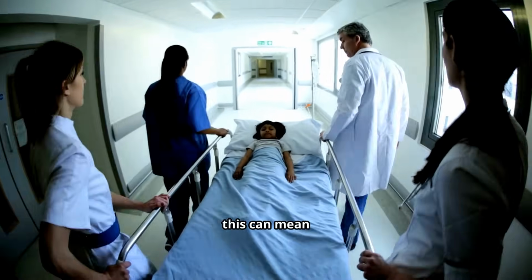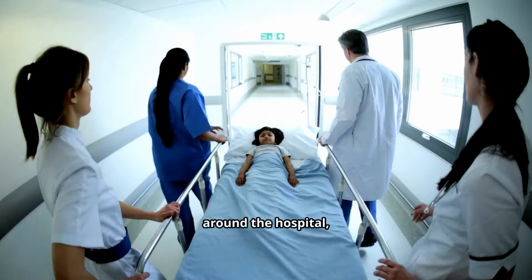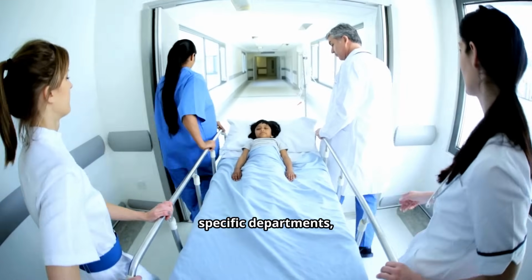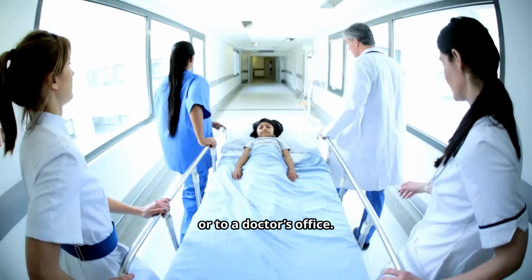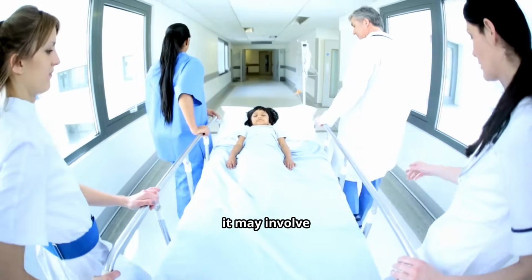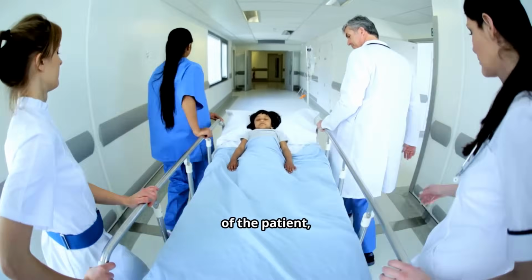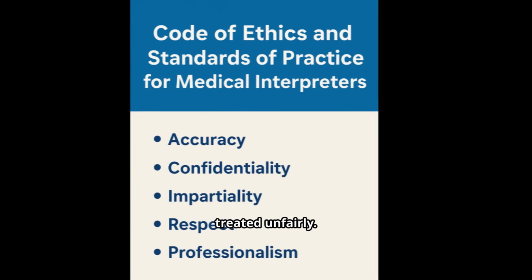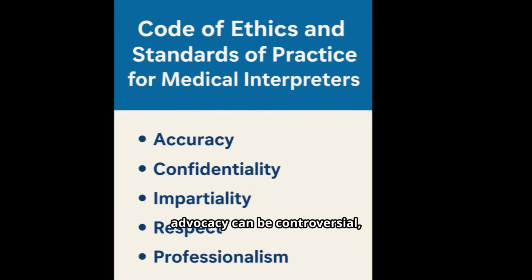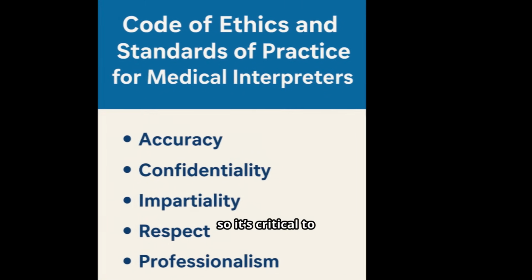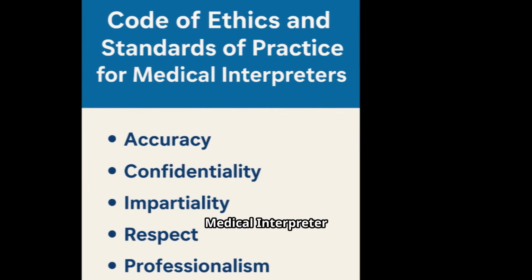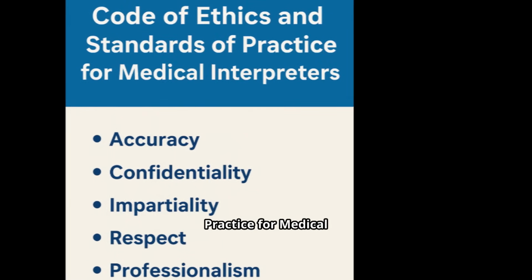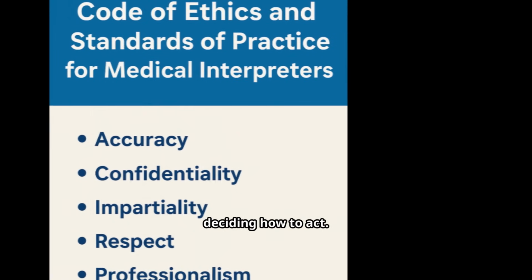In some settings, this can mean showing patients around the hospital, guiding them to the lab, specific departments, or to a doctor's office. Occasionally, it may involve speaking on behalf of the patient, especially when the interpreter perceives that the patient is being treated unfairly. This aspect of advocacy can be controversial, so it's critical to always follow the Medical Interpreter Code of Ethics and Standards of Practice for medical interpreters when deciding how to act.